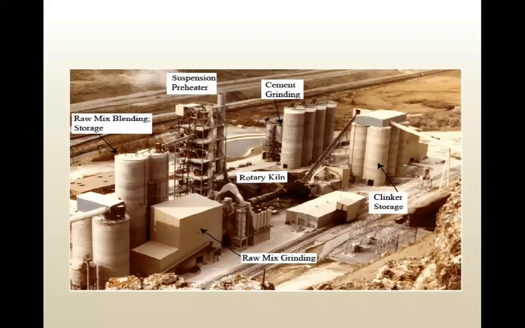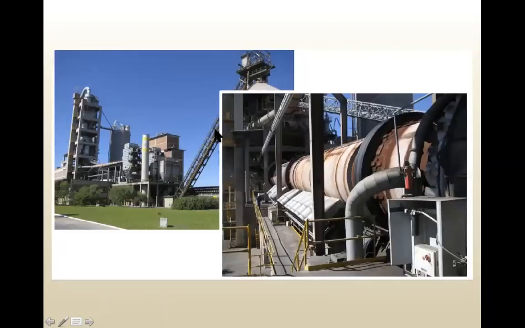Okay. This is clinker storage. So clinker will be ground together with gypsum. So we have cement. This is cement grinding. And here shows a picture of the kiln, the big oven.